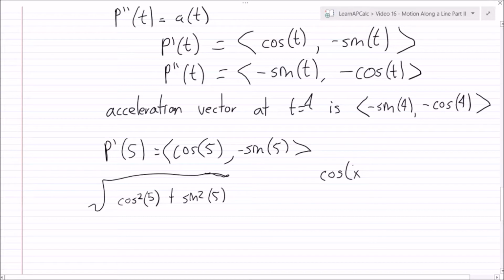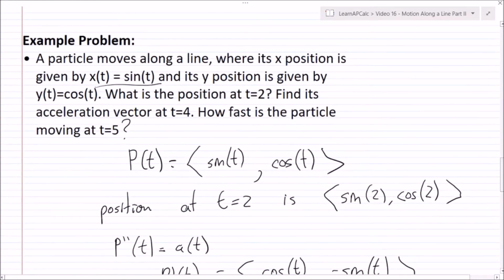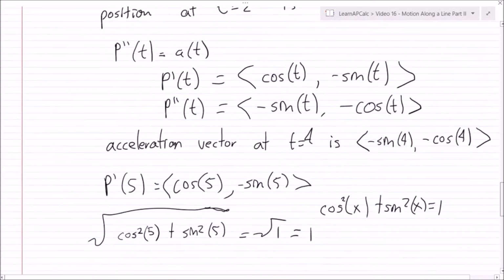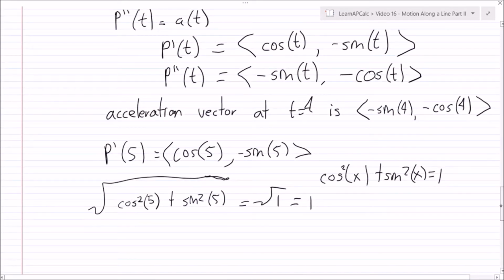Now, you're all aware that cosine squared x plus sine squared x equals 1, and that's exactly what we have here, where x equals 5. So this is equal to the square root of 1, which just equals 1. That's an important point here: this parametric is a circle, and in fact my speed is going to stay constant no matter what time it is. So just note that at t equals 5, the particle speed is 1.